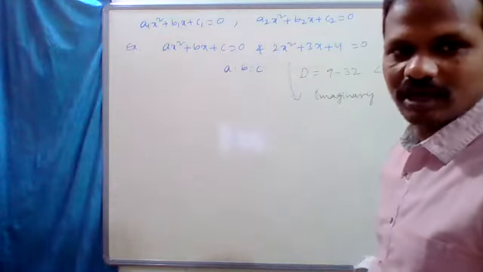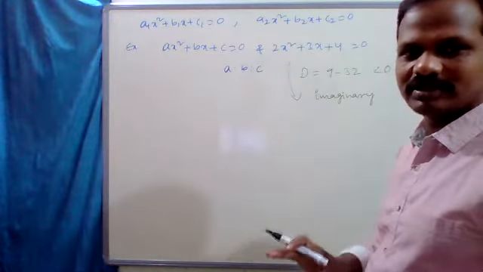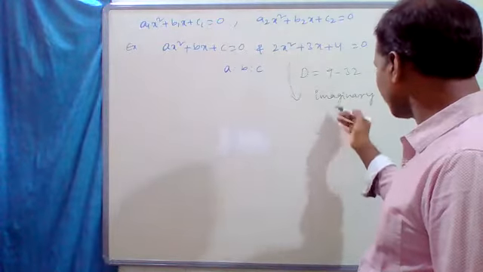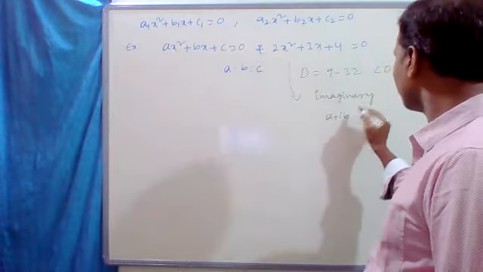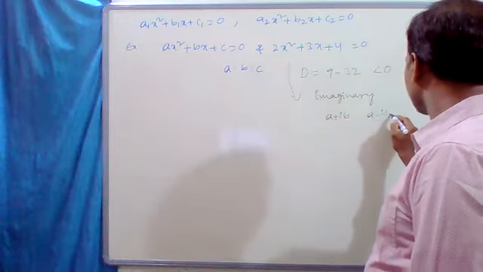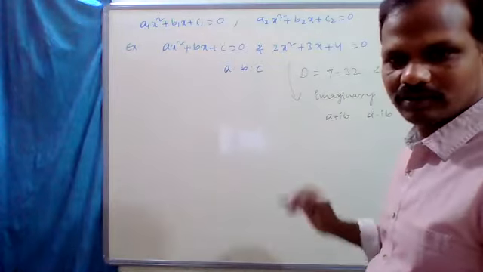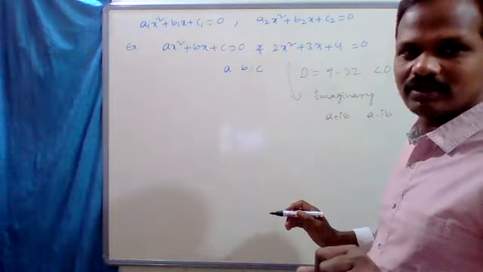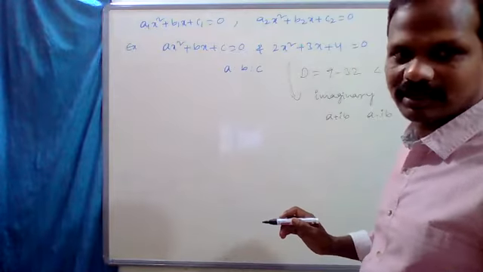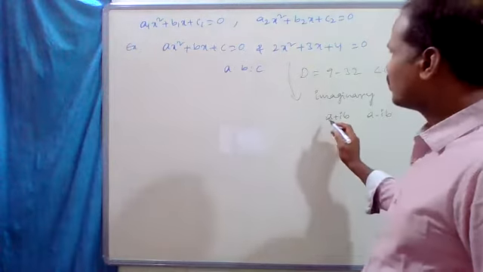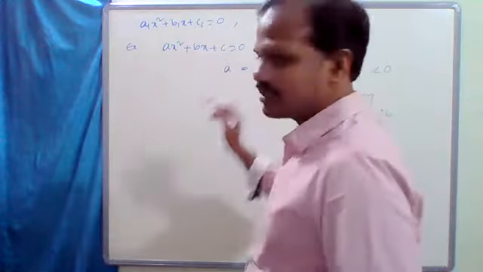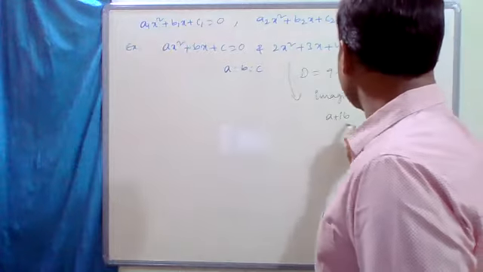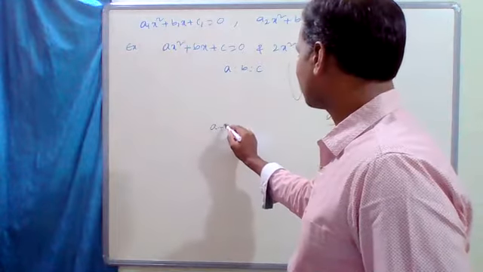Imaginary roots always occur in pairs. Yes or no? So one root is, for example, a plus ib, then the other root is obviously a minus ib. Imaginary and irrational roots always occur in pairs, that is, conjugate to each other. So what is given? These two equations have one root common. So that means, let the one root a plus ib be common for both equations.